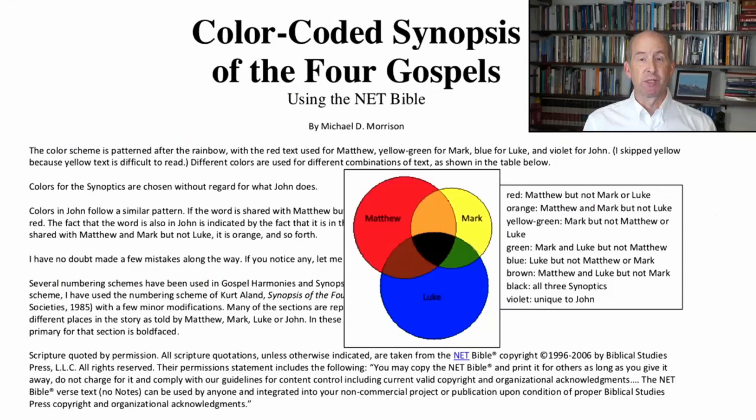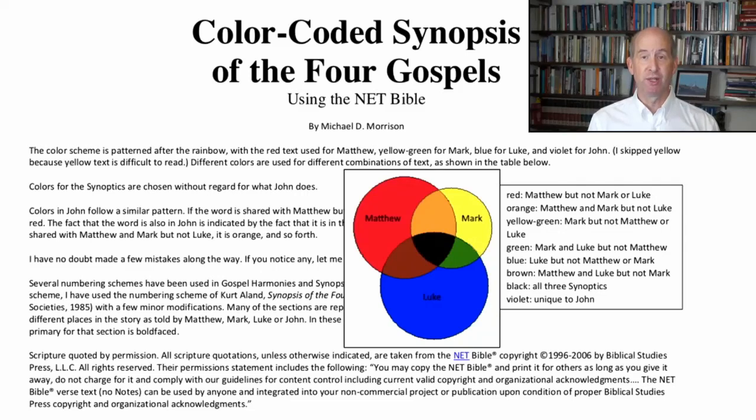For display purposes, I'm going to use something available online, a color-coded synopsis of these four Gospels using the NET Bible by a very helpful person named Michael Morrison, who did all this work. The Venn diagram in the middle shows you how passages overlap in the three so-called synoptic Gospels, the ones that are most similar to each other, Matthew, Mark, and Luke.